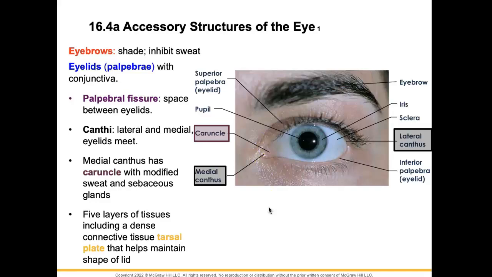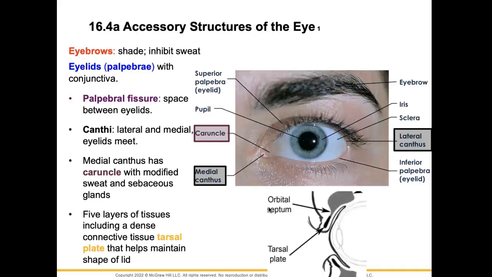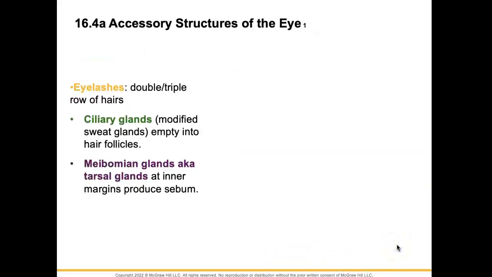We are going to have 5 layers of tissues, including dense connective tissue in the tarsal plate. And let me give you a better view of this tarsal plate. So here we have kind of sliced the eye down the center, and we are looking at it from a sagittal view. So you can see here in the upper eyelid, we have this tarsal plate, and that helps to maintain the shape of the eyelid. We also have a tarsal plate in the lower eyelid, just so we know it's in both boundaries.